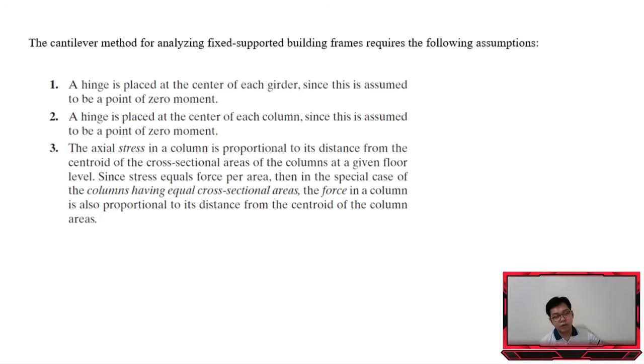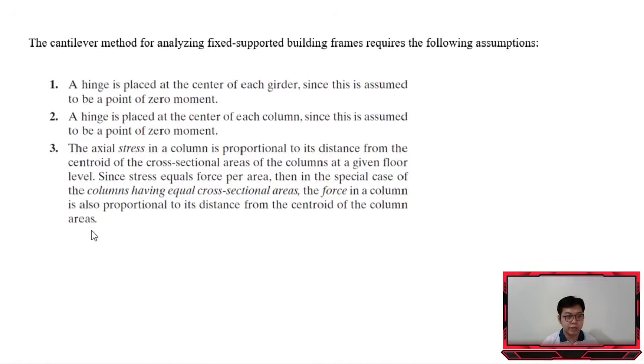Now, kung sa portal method, guys, yung assumption number 3 is about the shear of the columns. Dito, guys, we are interested sa axial stress sa column natin. So, the axial stress daw in a column is proportional to its distance from the centroid of the cross-sectional areas of the columns at a given floor level. Okay, and then since stress equals force per area, then in special case, the columns having an equal cross-sectional areas, the force in a column is proportional to the distance from the centroid of the column areas.